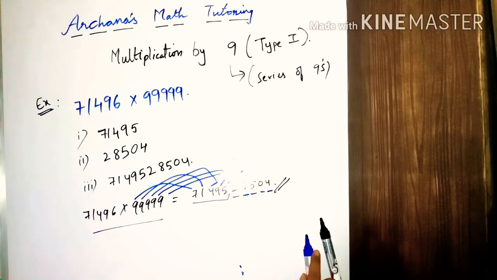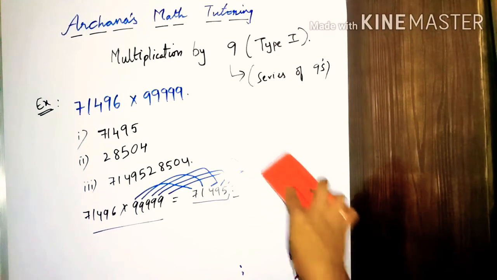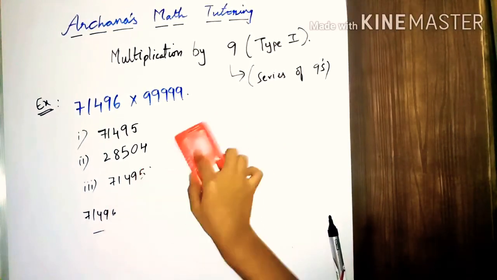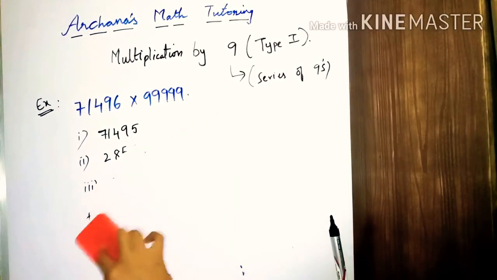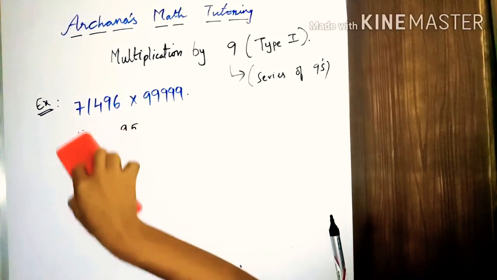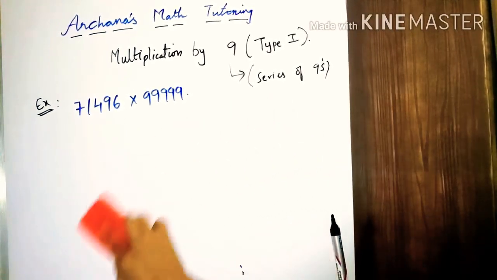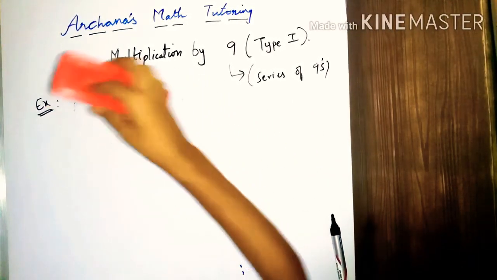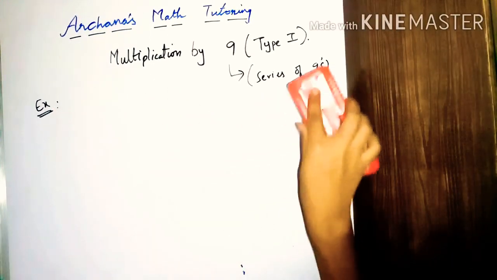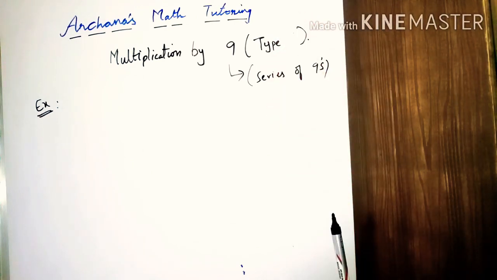Now moving on to the type 2 problems. In these problems, you observed a technique where the number of digits in both the numbers is the same, like the series of 9s and the given number. All the digits in both these numbers are the same, but you won't always have it this way, right? So to solve such problems, we'll move on to type 2. It is also on multiplications of 9s itself.